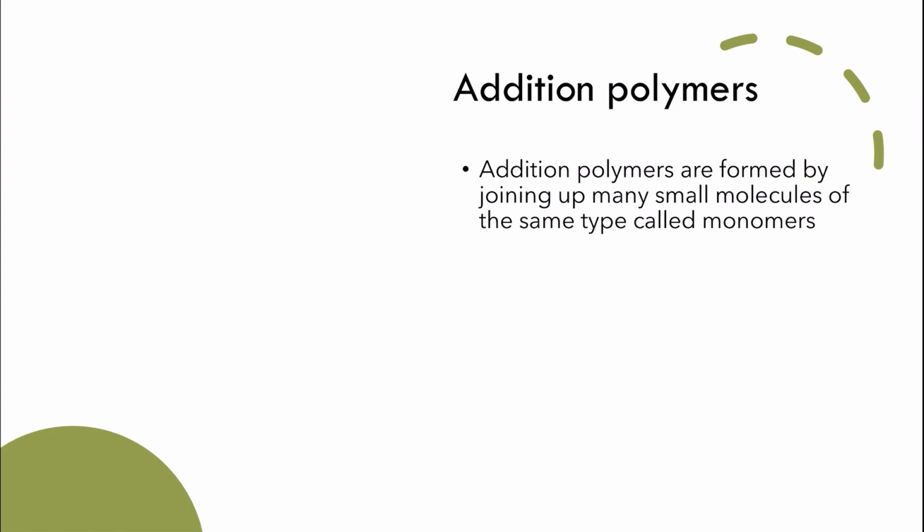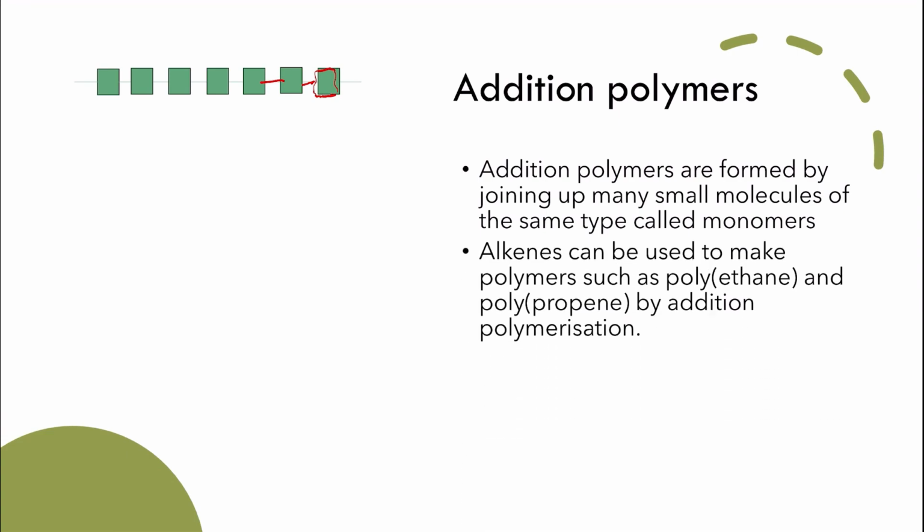Addition polymers are formed by joining up many small molecules of the same type, which are called monomers. So you have something like this: the exact same unit of the monomers joined together to give you the polymer. They are repeated units. Alkenes are among the classes of organic molecules that can be used to make addition polymers. Ethene can react together to give you polyethene, and propene can also be joined together to give polypropene.